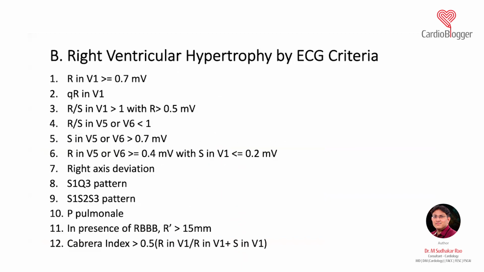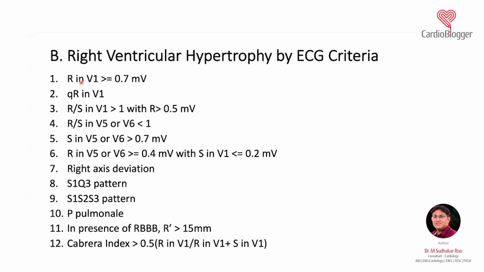Now, let's go into the theory part, which we have been discussing for very long. So, what are the various ways to diagnose right ventricular hypertrophy by ECG? There are n number of criteria. You need not know all 12 of these, but you should be smart enough to pick up the small things. Like, as I told you, in the presence or absence of RBBB, if you have R in V1 more than 7 mm, or 7 small boxes, it suggests right ventricular hypertrophy.